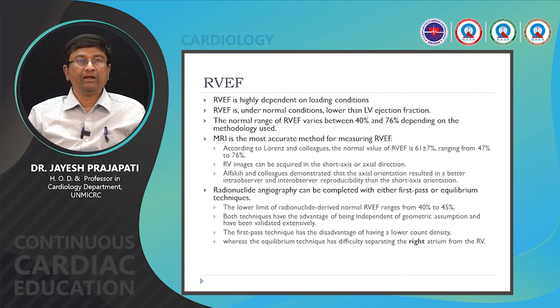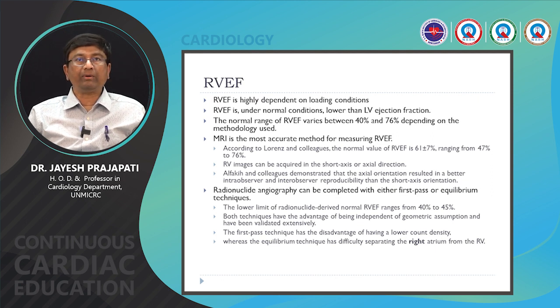20%, 40%, 45%. RV EF is highly dependent on loading conditions. Under normal conditions, RV EF is lower than the LV ejection fraction. So 40 to 75% is considered normal, and less than 40% is considered RV dysfunction. RV dysfunction is assessed based on MRI or radionuclide angiography.